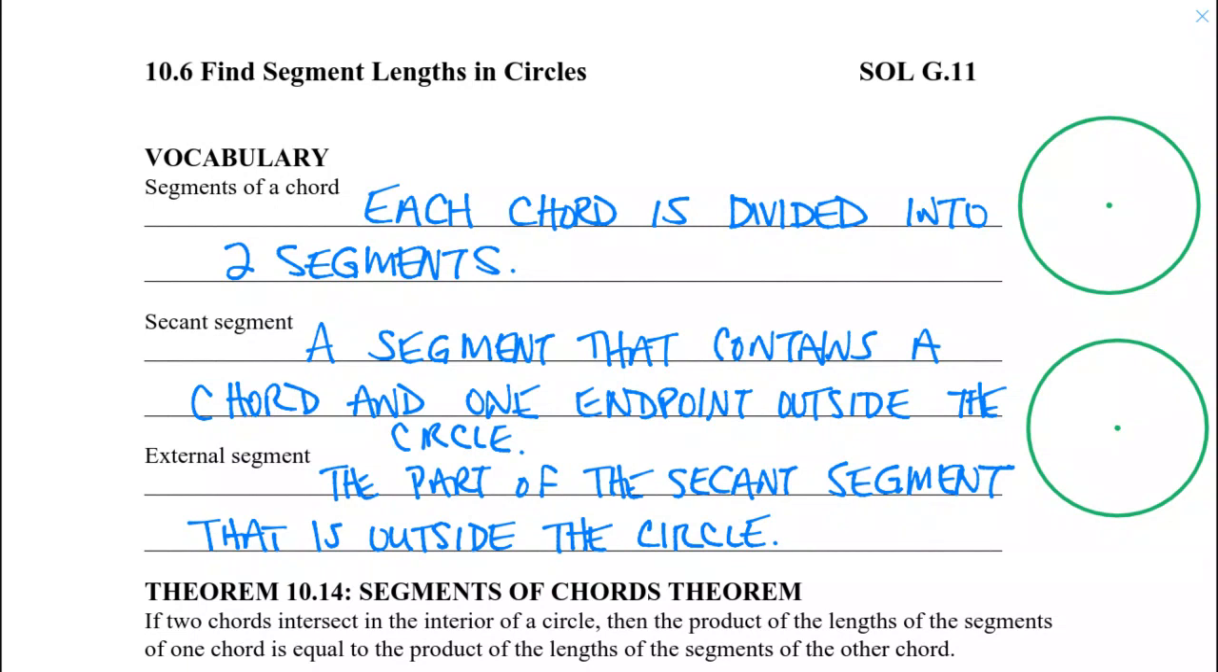So if we want to get a visual over here, if I have two chords, we're going to see that each chord is going to be divided into two separate segments. Next definition is a secant segment. A segment that contains a chord and one endpoint outside the circle. So here we have a chord, which is going to extend beyond the circle, and then we'll have an endpoint that's somewhere on the outside of the circle.